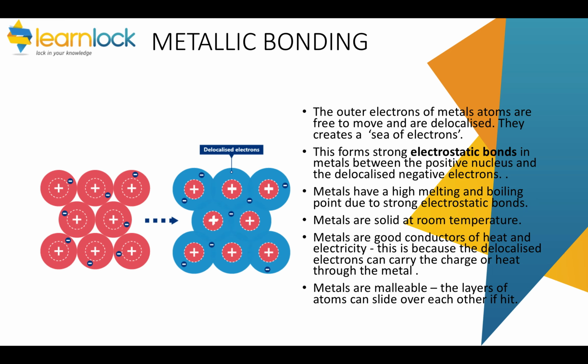Metals are also malleable. That means if you hit them, they can be bent into shape and they don't break. That's because when you hit them, the layers slide over each other, but there's still electrostatic bonds between positive and negative.